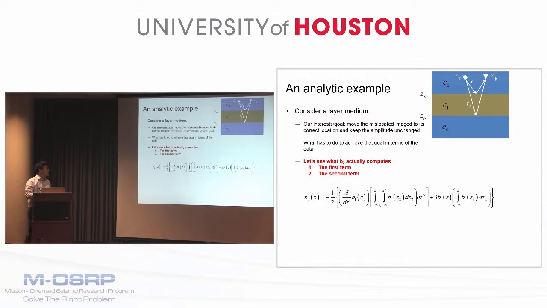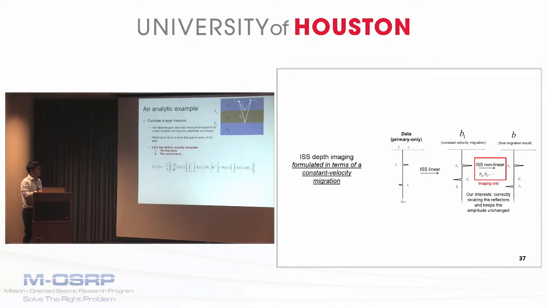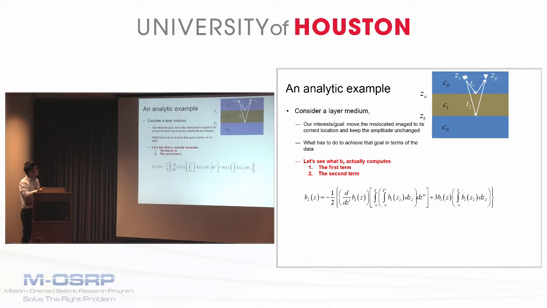So then we have reviewed our interest and what has to be done to achieve that goal in terms of data. Then let's see what B2 actually computes. We have two terms in B2. As we mentioned earlier, our interest for the imaging is to move this mislocated image to its correct location while leaving the amplitude unchanged. So let's first see what this first term computes.